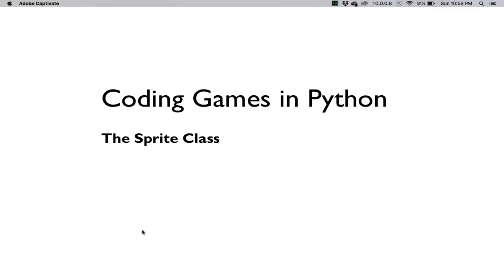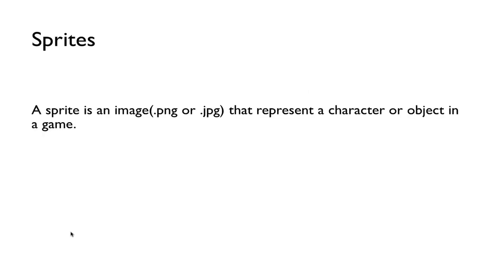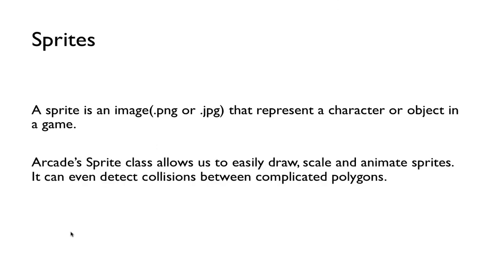In this video, we'll talk about a very useful class called the Sprite class. This Sprite class will allow us to work with images. A sprite is an image, either a PNG or JPEG, that represents a character or an object in a game. The Arcade Sprite class allows us to draw, scale, and animate the sprites. It even has a feature that allows us to detect collisions between complicated sprites, for example, complicated polygons.